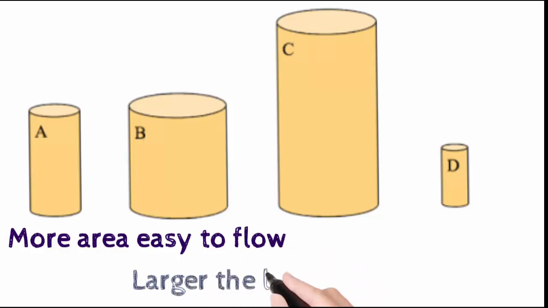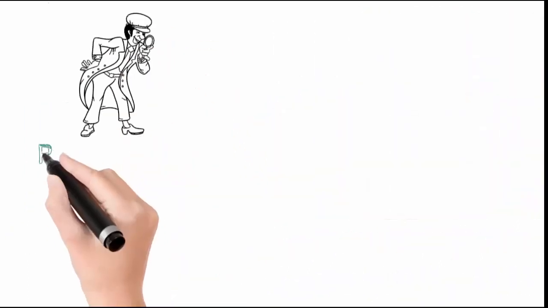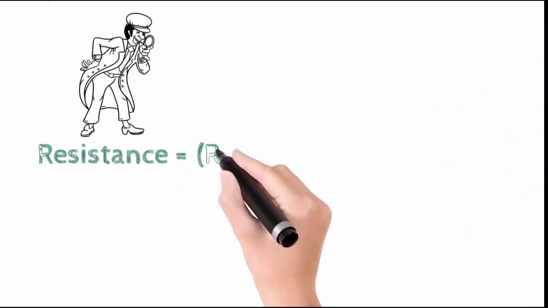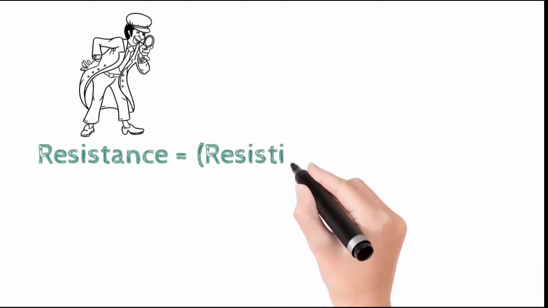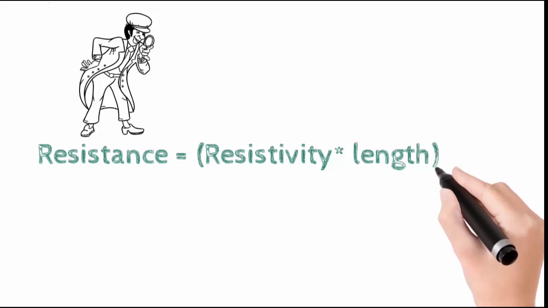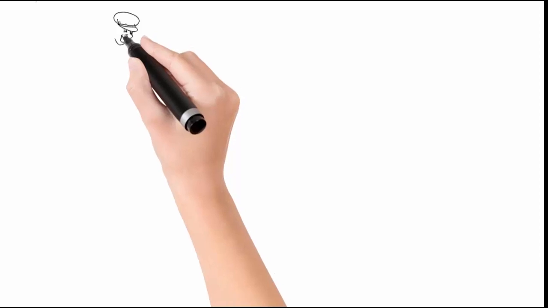Now if I have to travel a longer distance, that is a longer length, then I have to overcome so much resistance. So my resistance increases if the length is increased. The larger the length, the higher is your resistance. So with this relation, we can write the formula for resistance as resistivity, which is the constant for that material, into the length. So if the length increases, my resistance increases, divided by area. As the area increases, resistance decreases.